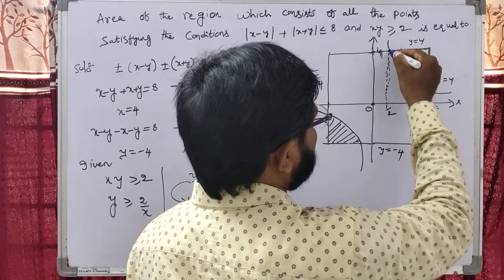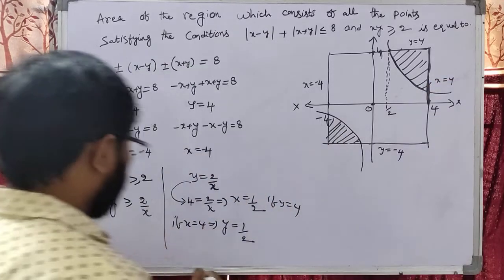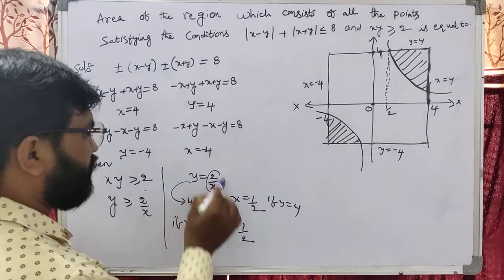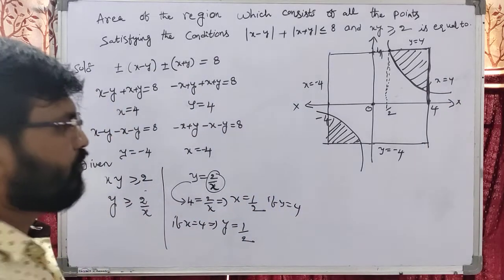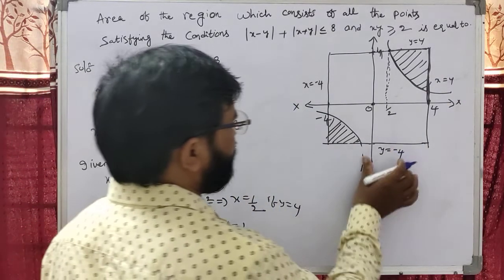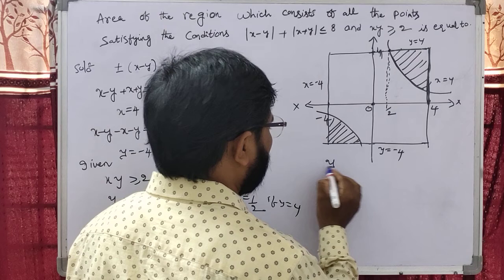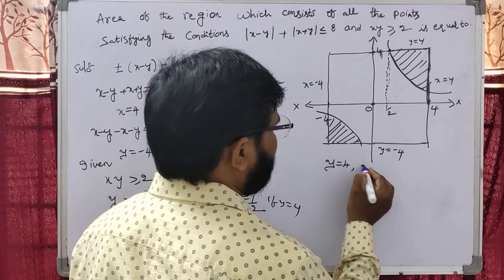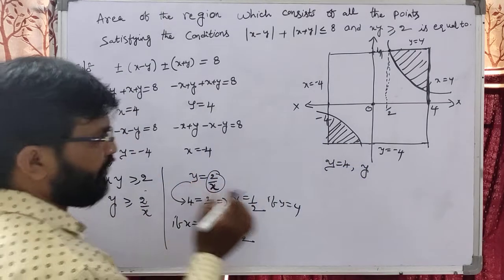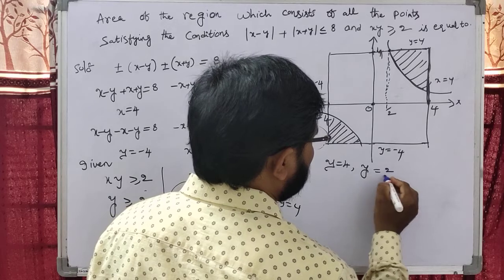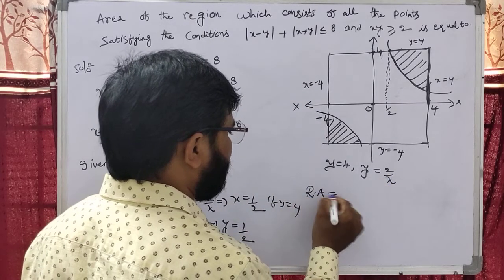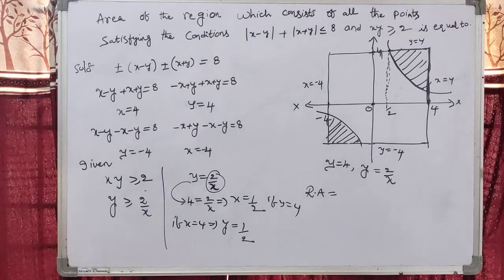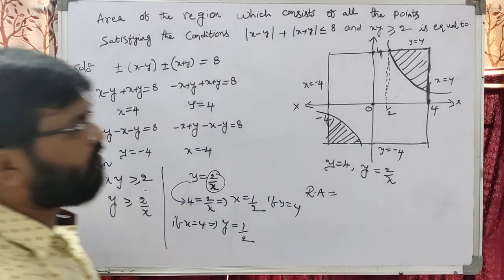Okay students, this is the curve y equal to, what is the curve? 2 by x, students. This is the line y equals to 4. The y equal to 4 is one line and the other one is y equal to 2 by x. Therefore, dear students, what is the required area?